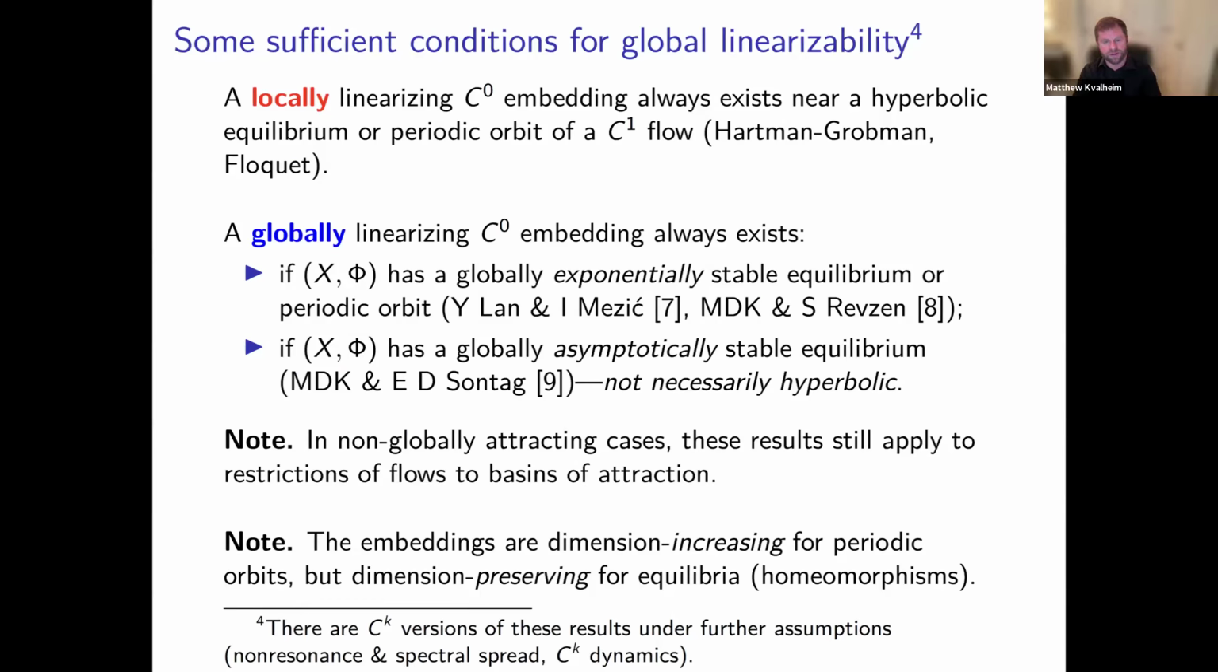But for the global case, if you now restrict to stable equilibria and periodic orbits, some lesser known results: if you have a globally exponentially stable, so hyperbolic and asymptotically stable, equilibrium or periodic orbit, then actually on the entire basin of attraction, which is the entire state space if I say globally, a globally linearizing C0 embedding always exists. But actually, you don't even need hyperbolicity for the case of equilibria. If you have a globally asymptotically stable equilibrium, not necessarily hyperbolic, there is always a globally linearizing change of coordinates.